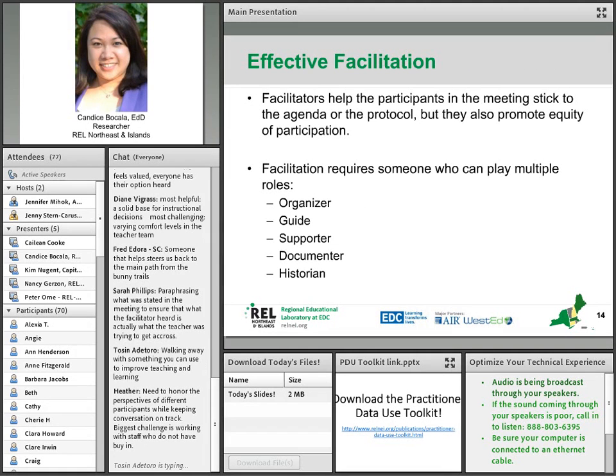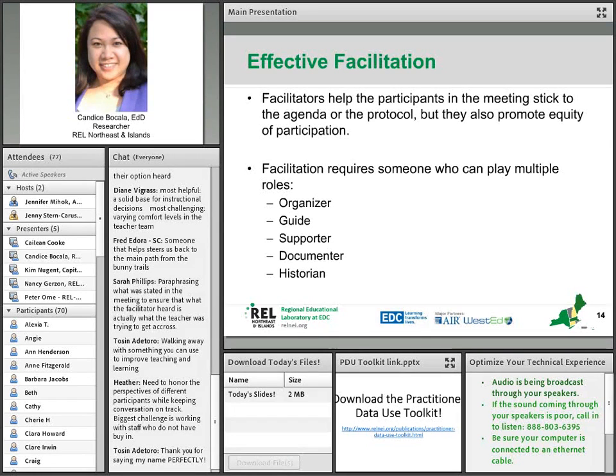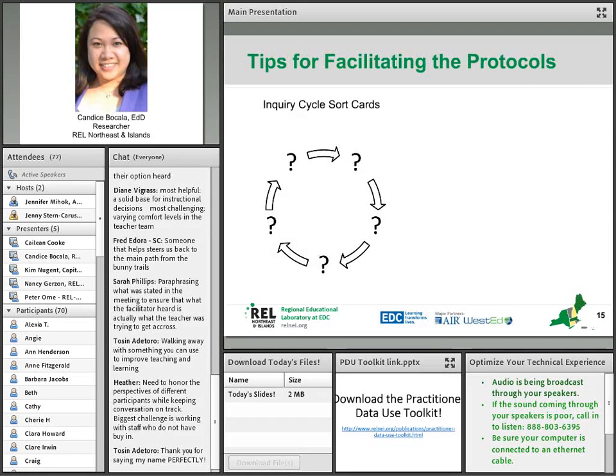And then Heather reinforcing the idea of honoring those different perspectives, because that can really move your conversation, where instead of one person dominating the conversation, you have those multiple voices, and hopefully your discussions are deeper and richer. So that's another facilitation skill. You're welcome, Tosin, for saying his name perfectly. I'm sorry, I couldn't tell.